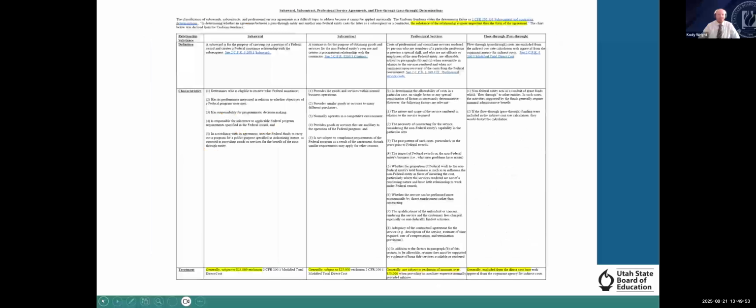Okay. I will send this presentation out via email too, so you guys can look at this rubric via the PowerPoint that you get.